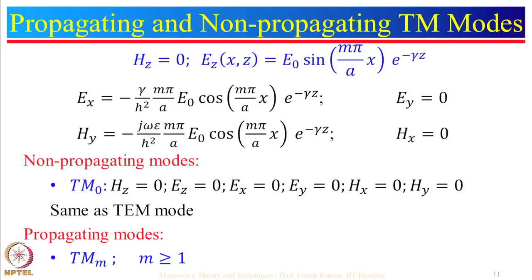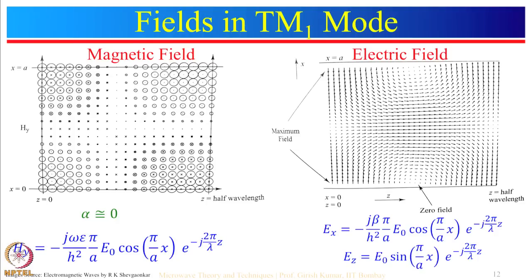Now let's see how field varies in these propagating modes. So take an example of TM1 mode and let's see how field varies in TM1 mode. In transverse magnetic modes, there is only one component of magnetic field, which is in y direction, whereas there are two components of electric field, which are Ex and Ez. All of these three components are constant in the direction y, and they are varying along x and z only. So we will see the variation of the fields in xz plane only. So let's first see the variation of magnetic field in xz plane.